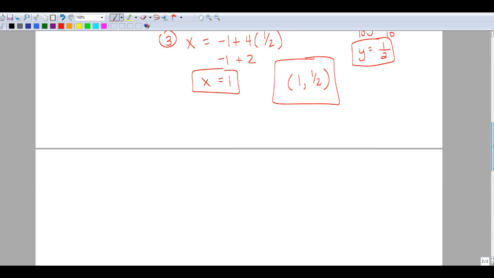Alright, so then let's move on and do a third problem. The third problem is this one. Alright, so last problem we're going to do. You have 2x minus 3y equals negative 14, and 3x minus y equals negative 7.